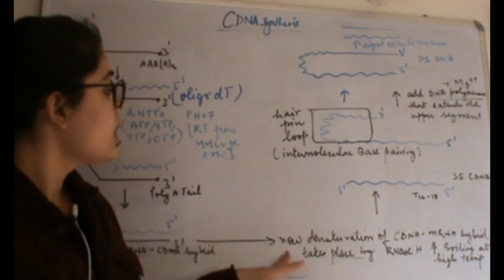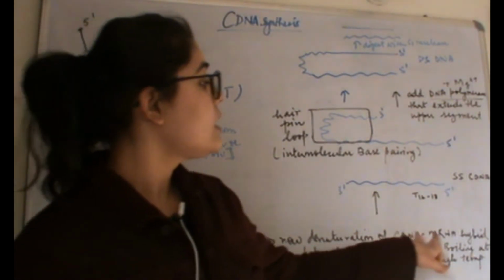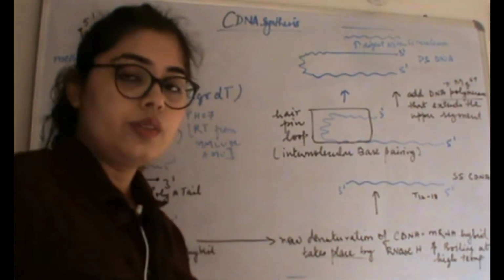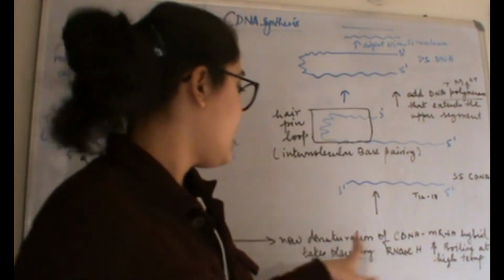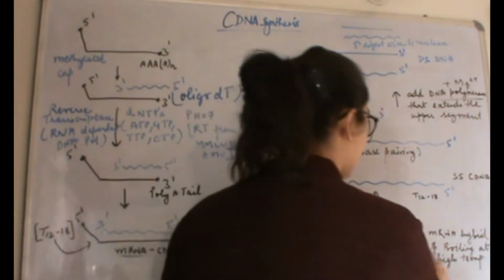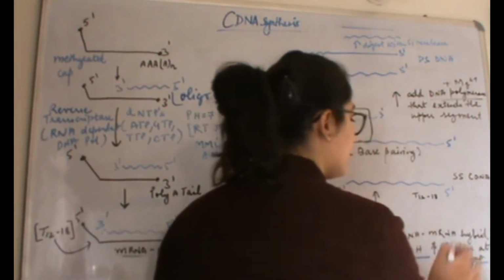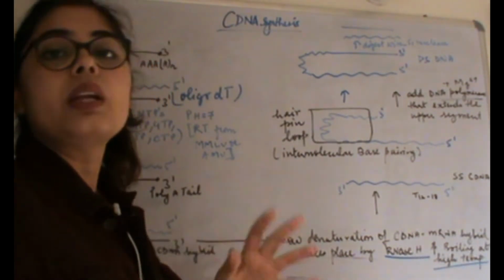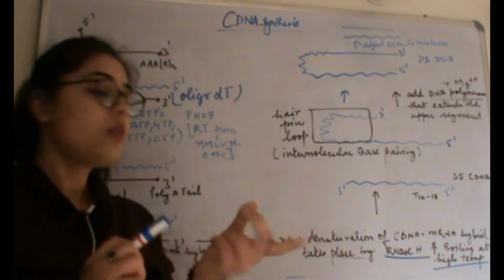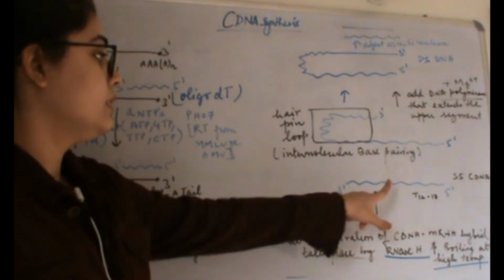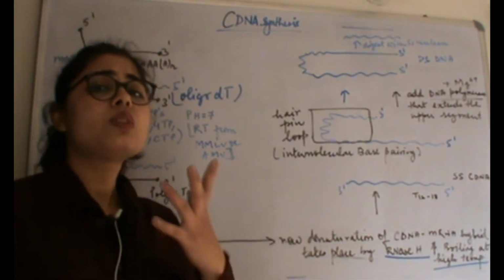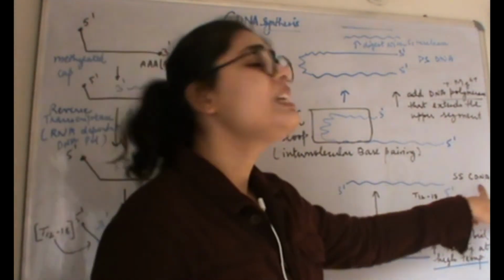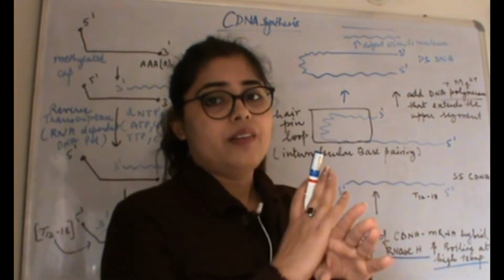Now what we are doing after the denaturation of the cDNA-mRNA hybrid, we know we have to separate it. We are adding two things, RNase H, and we are boiling it at high temperature. Now after the boiling has been done, it has been separated from the mRNA. So what is left now? Only the cDNA. cDNA is left, but always we know that DNA is a double strand, right?